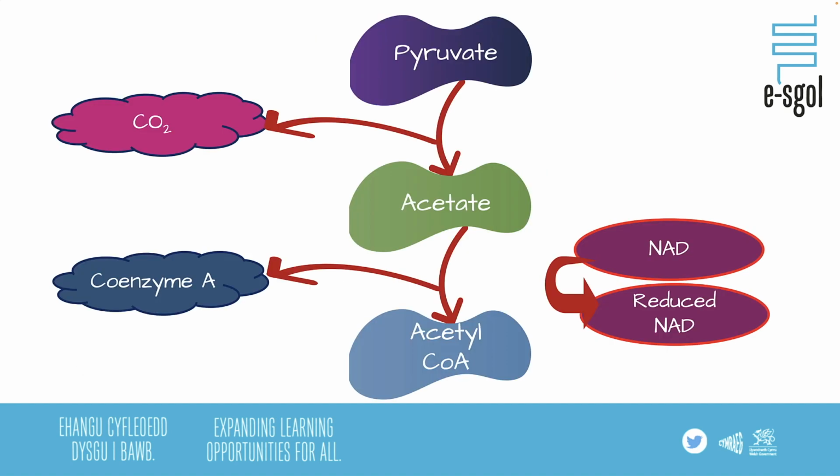This diagram summarizes the link reaction nicely. Pyruvate from glycolysis is converted into acetate, then to acetyl coenzyme A, which is shortened to acetyl-CoA. At this stage of the link reaction, no energy in the form of ATP is produced, but reduced NAD and acetyl-CoA are produced. Acetyl-CoA will be used in the Krebs cycle, and the reduced NAD will be used in oxidative phosphorylation. A carbon atom is removed from the pyruvate, forming carbon dioxide.